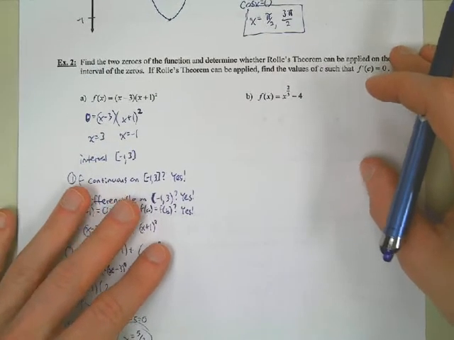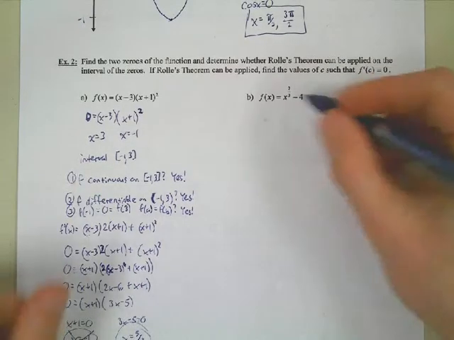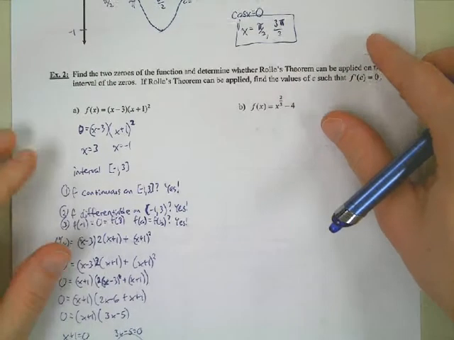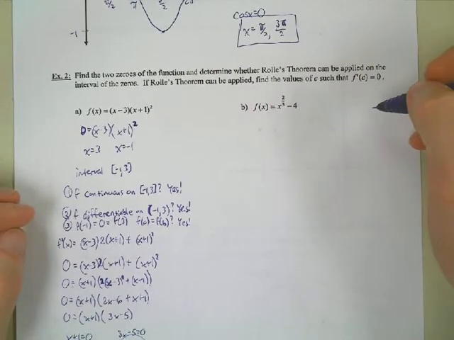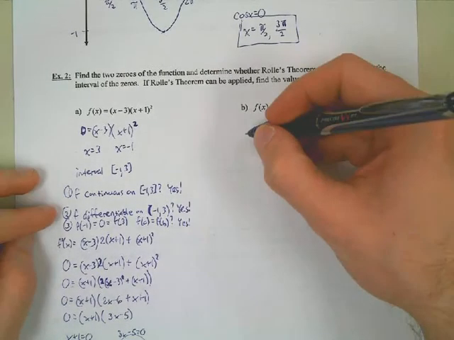Anywho, last one here. Let's get this one done. So again, going through this, we've got f of x equals x to the 2/3 minus 4. So again, we want to find the zeros. So we'll set that equal to 0.